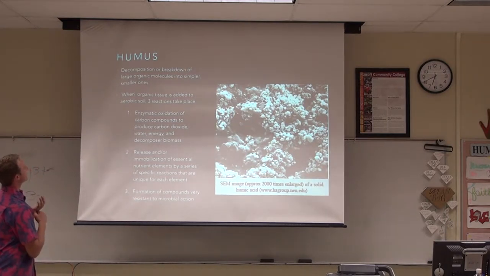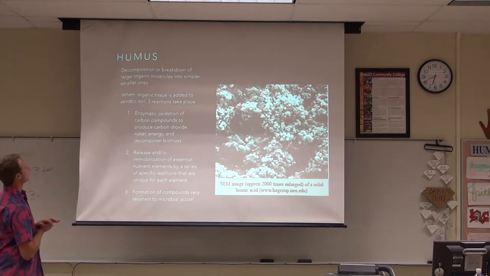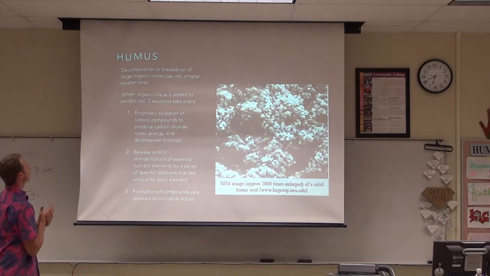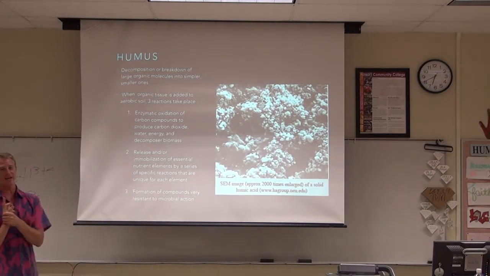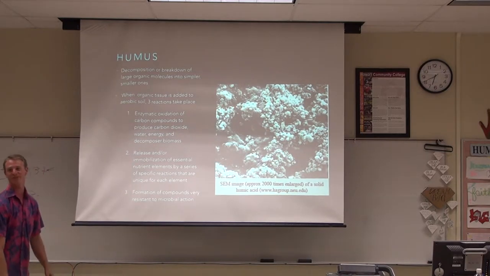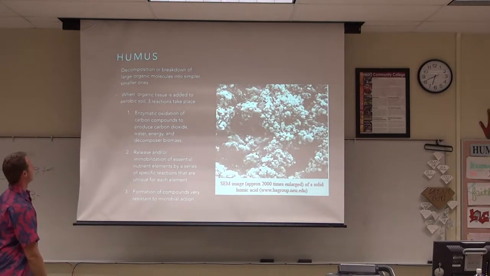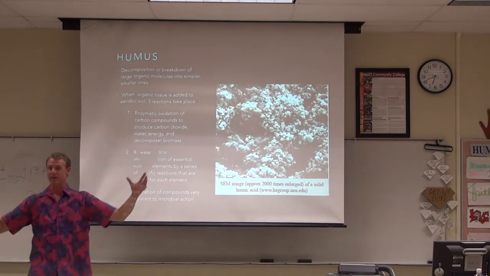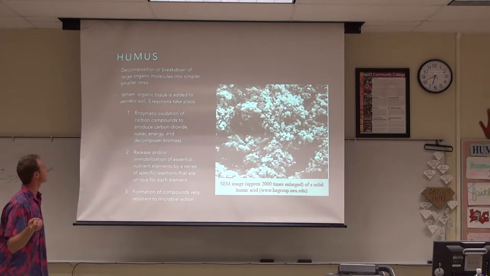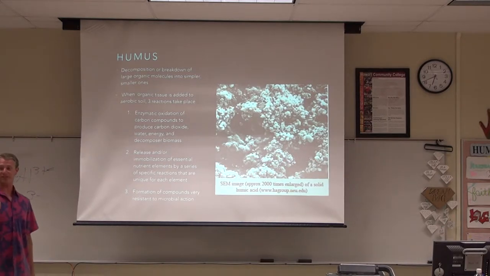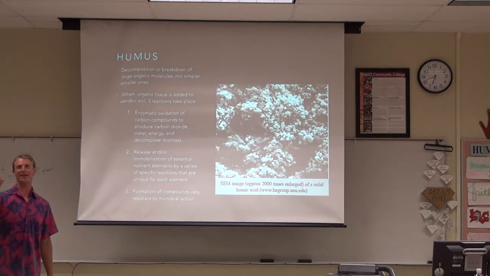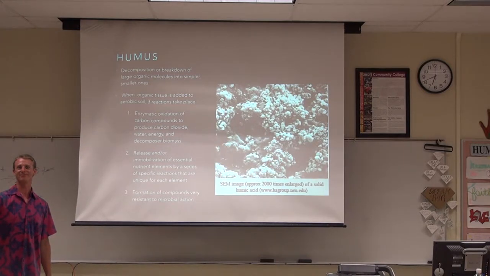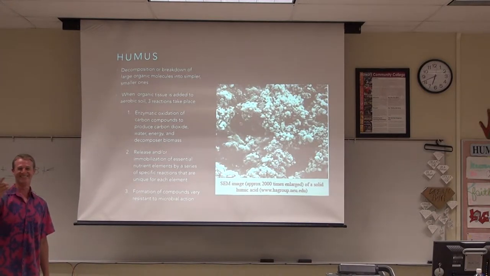Okay. When organic tissue is added to aerobic soil, with air, three reactions take place. First thing that happens when a leaf hits the ground or a tree falls down: enzymatic oxidation of carbon compounds to produce carbon dioxide. These large carbon compounds that the leaf is made out of go through oxidation, adding of oxygen.